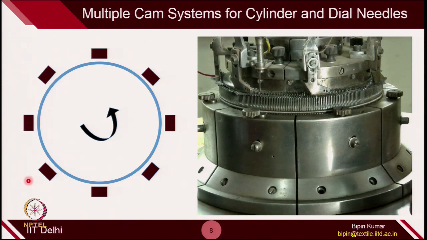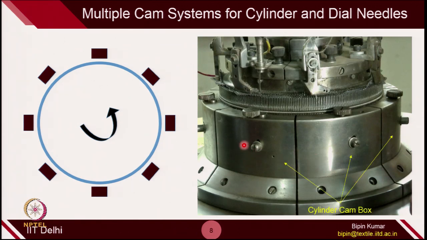Obviously, this is done to increase the productivity on this particular machine compared to flat bed, where you have to first complete the entire reciprocation and then you have to return to make the second course. Here you can simultaneously create multiple number of courses in one rotation. This is the beauty, and that is done because of the placement of multiple number of cams along the circumference.